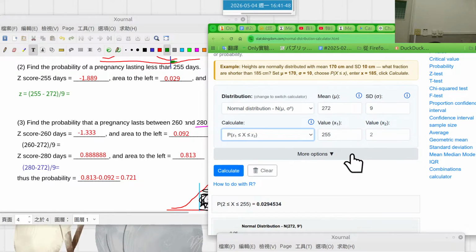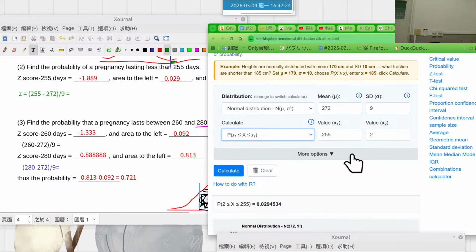x1 is smaller or equal to x, smaller or equal to x2. Absolutely, x2 on the right side should be greater than x1. You don't need to guess. You need to analyze it. Don't be fooled by me, okay? x2 is larger. So we have two numbers. The first one, 260 days. The other one, 280 days. So you know 260 is smaller, so it should be x1. 280 days is bigger, so it should be x2.